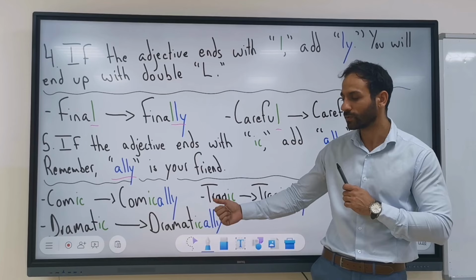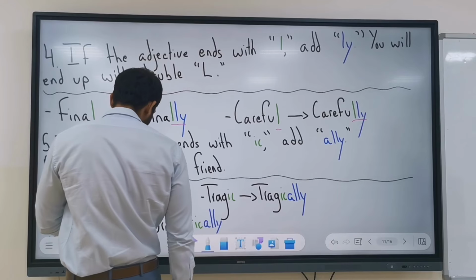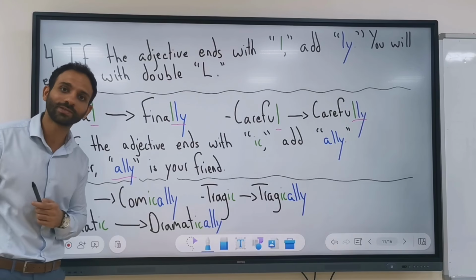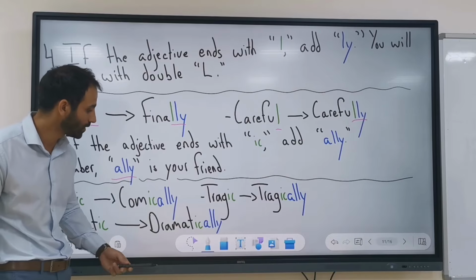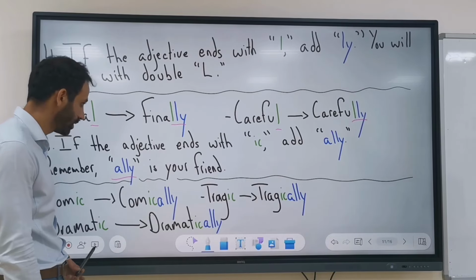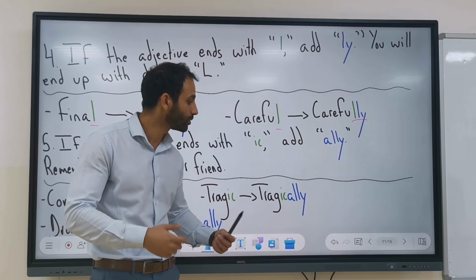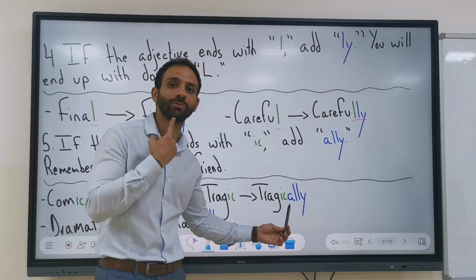And one thing to note here, guys, this A over here is usually silent. So don't say comic-ally, right? We say comically, we say dramatically, and we say tragically. So whenever you're saying them, you drop the sound of the A.